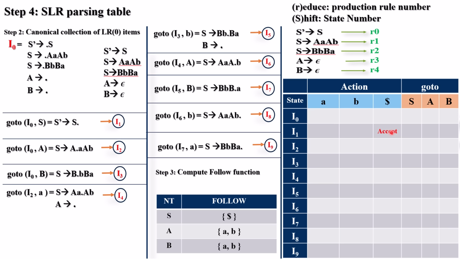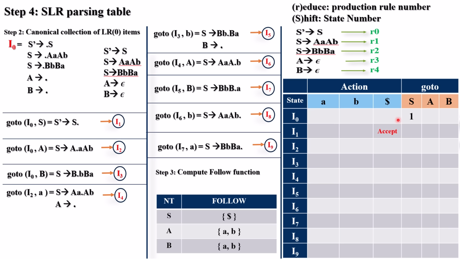Now how to fill this table? Just check what it gives. I0 on S gives I1. So where is I0? Here. Where is capital S? Here. What does it give? I1. So in goto you have to write only 1, not I1. But if this were in the action part, we would write shift, that is S1, S2, S3. In goto we do not write S1, S2, we write only numbers 1, 2, 3. Just see. I0 on S, what do we have to write? 1.